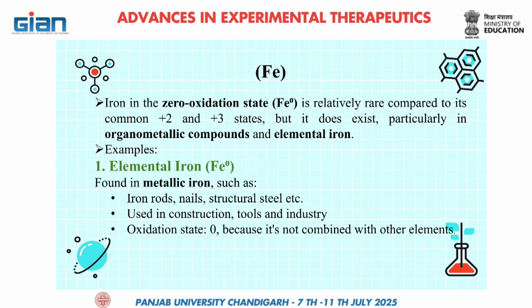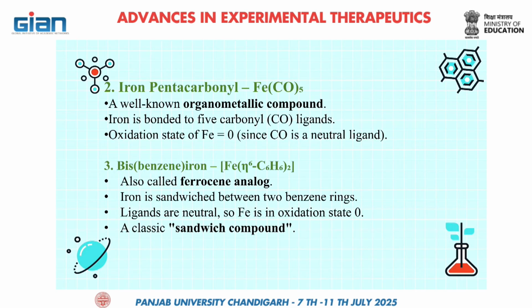So iron in a zero oxidation state. Iron is rarely present in zero oxidation state as compared to +2 and +3, that is ferrous and ferric. Examples are metallic iron, or we can say free iron, in the form of nails, constructions, tools, industries, having oxidation number 0. A further example is Fe(CO)5. Here it is a metallic compound with neutral carbonyl, so the charge is 0. So here iron is in a zero oxidation state.